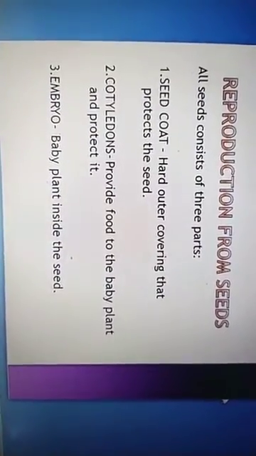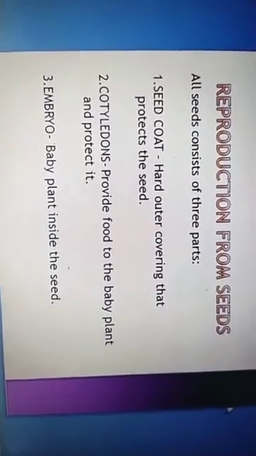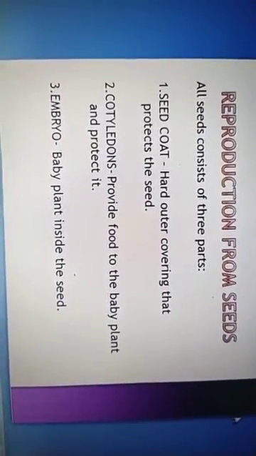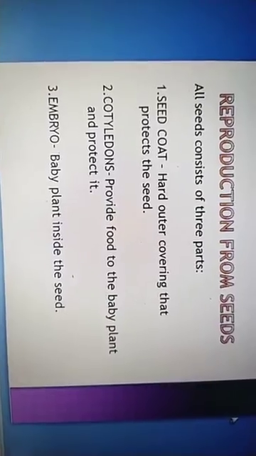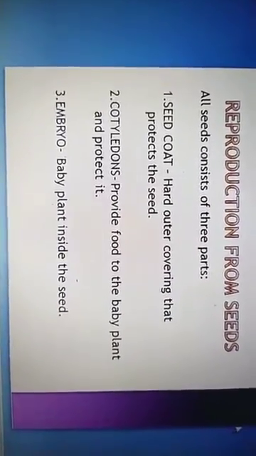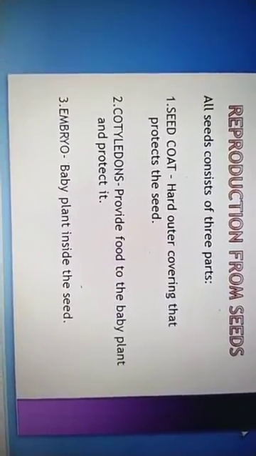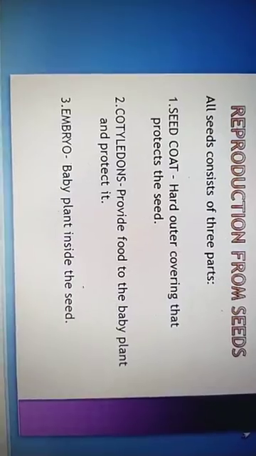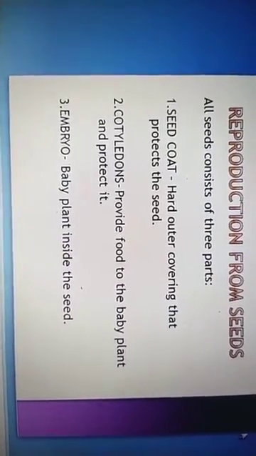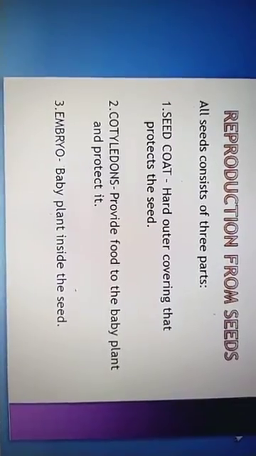So now let us learn about the reproduction of plants from seeds. All seeds consist of three parts: seed coat, cotyledons, embryo. Seed coat is a hard outer covering that protects the seed. Cotyledons provide food to the baby plant and protect it. Embryo is the baby plant inside the seed.